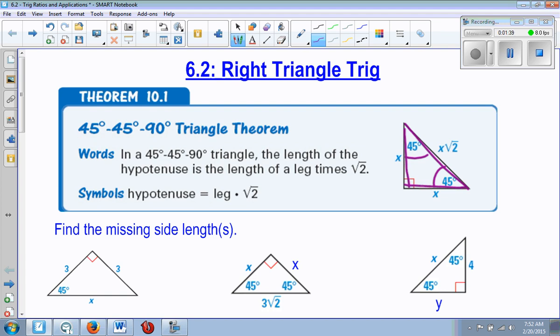I want to figure out the hypotenuse of a 45, 45, 90. All I do is multiply the legs by root 2. So for example, if I told you that both legs were 4, that would tell you that the hypotenuse was 4 square root of 2. So we're just taking whatever the legs are and multiplying by root 2.